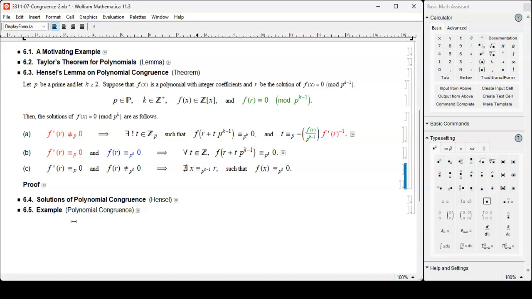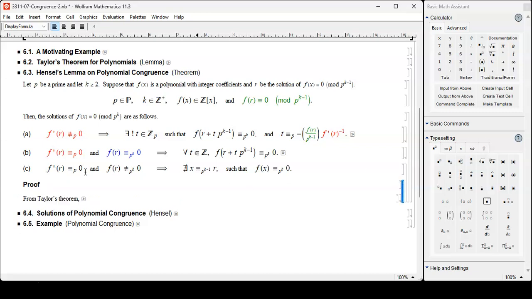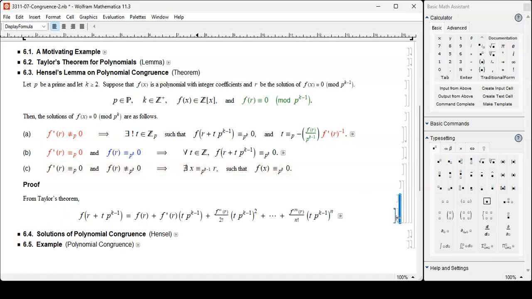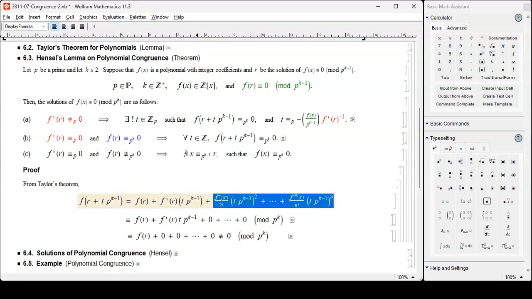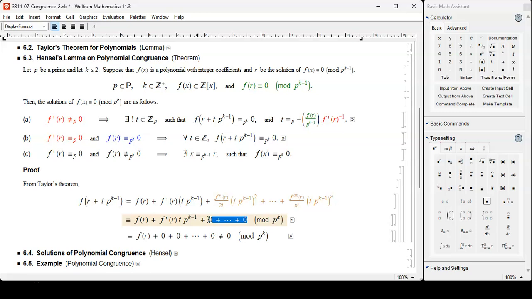Next, the derivative is 0, but f of r is non-zero. In that case, from Taylor's theorem, well, these are all zeros for the same reason. p to the k power divides all those. And then the derivative is 0. Same thing. We're using red for the derivative condition. So that's 0. And then f of r, that's non-zero. So this is non-zero, and otherwise all 0.